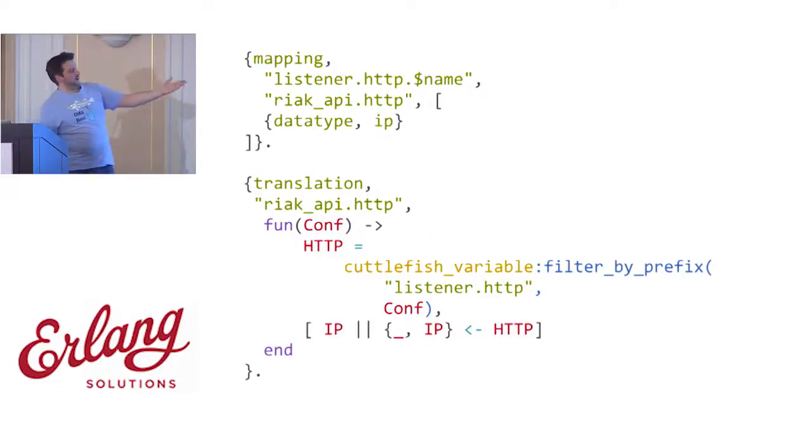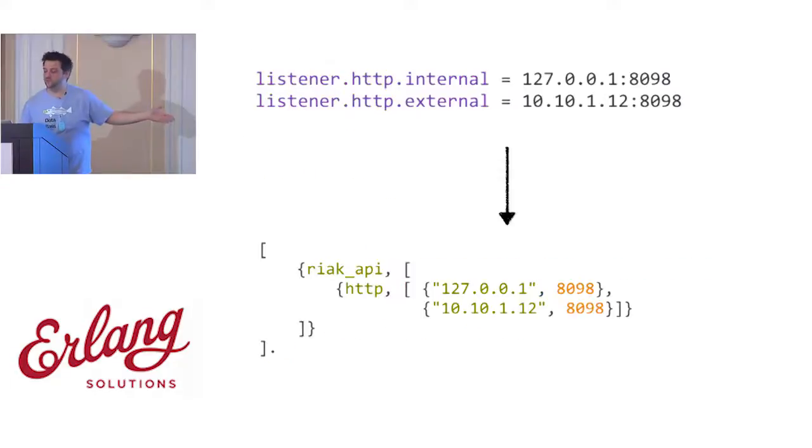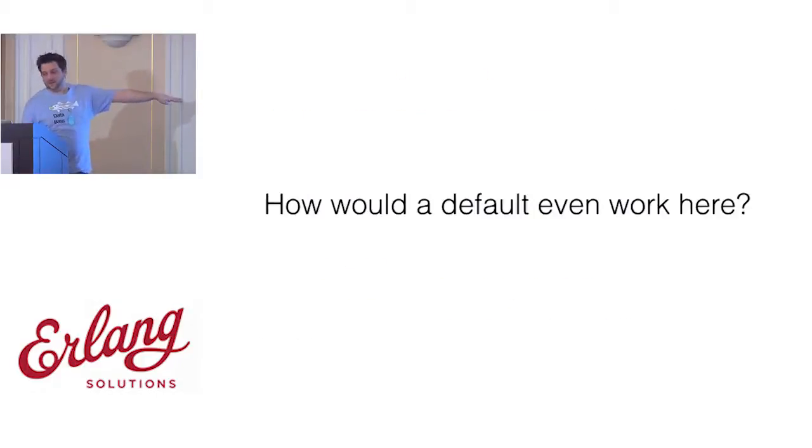Well, what we do is we take the conf and we filter by this prefix, listener.http, and then we do a list comprehension on these values, get all the IPs back, and we create this list of IPs. React actually just wants a list of IPs. It doesn't want cute names for them. We gave them cute names because we're humans and we like to name things, and it makes things easier to reference when we're talking about them. But this thing is going to take those 2 IP addresses, and it's going to map them to that.